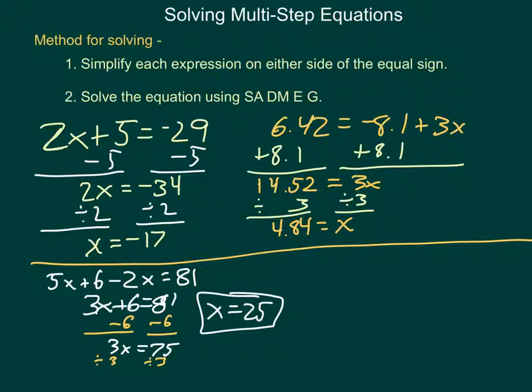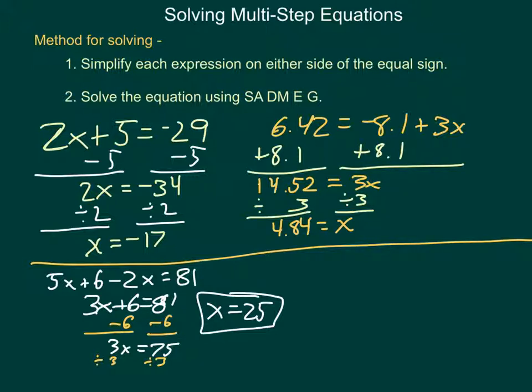And we can go through and check that one as well. So when we are solving equations, simplify each expression on either side of the equal sign, and then follow the 4 steps of SAD/MAG in order to come out with an answer.